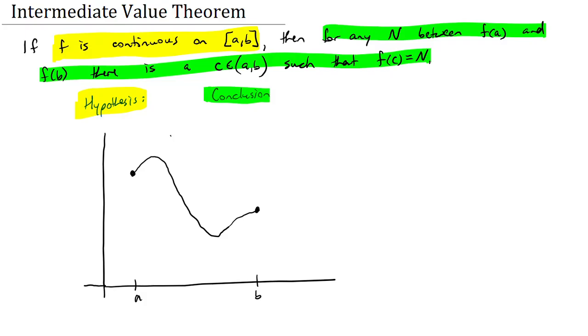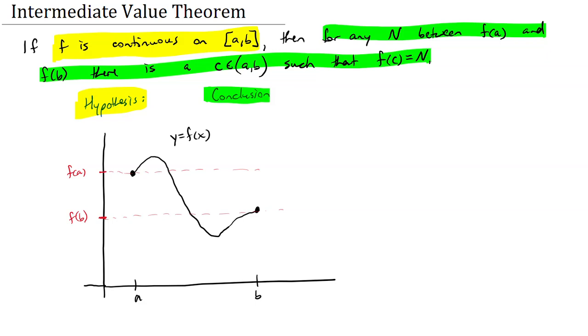So maybe something like this. This might be the f function, the y equals f of x function. So we have a continuous function on the closed interval from a to b. So we've met our hypothesis. The conclusion is then that for any n between f of a and f of b, well, f of a is right here. This is the output when we input a, and f of b is this output here, this y value.